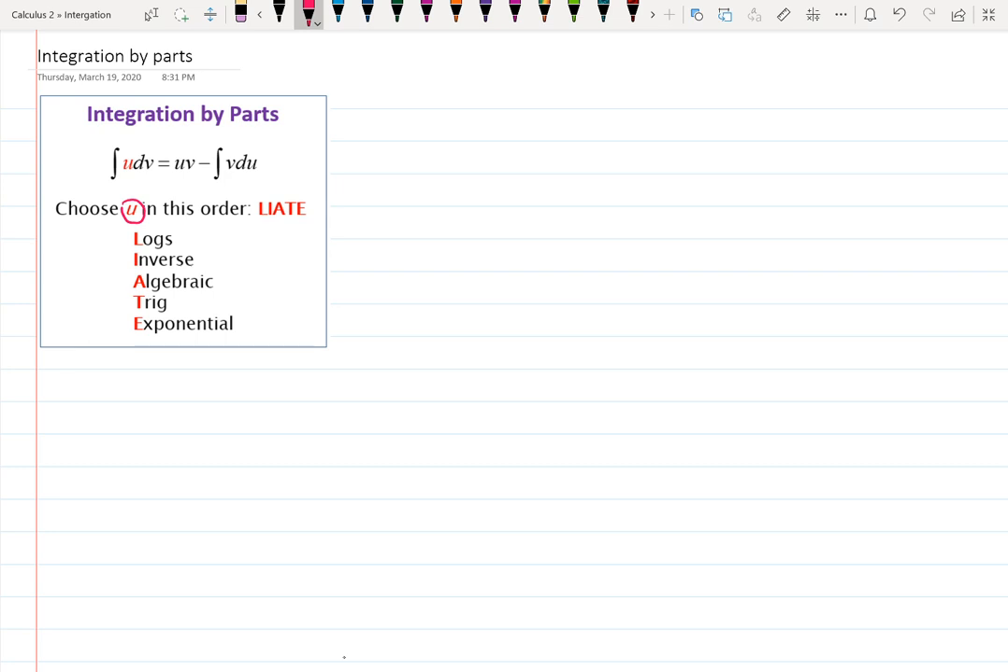If you see that the integral has logs, then choose that to be u. If you see some kind of inverse functions like arcsine or whatever, then choose that to be u. If you see some algebraic function like x cubed minus 5x, maybe that will be a good choice. Trigonometric functions, cosine x, sine x, an exponential function e to the x, 5 to the x, and so on. Whatever you see first in order should be your choice.